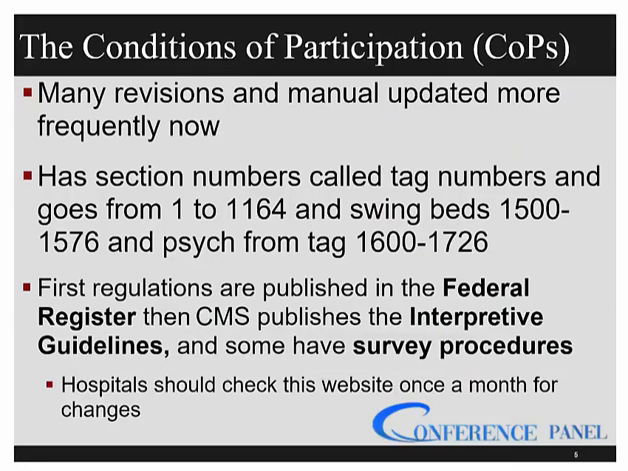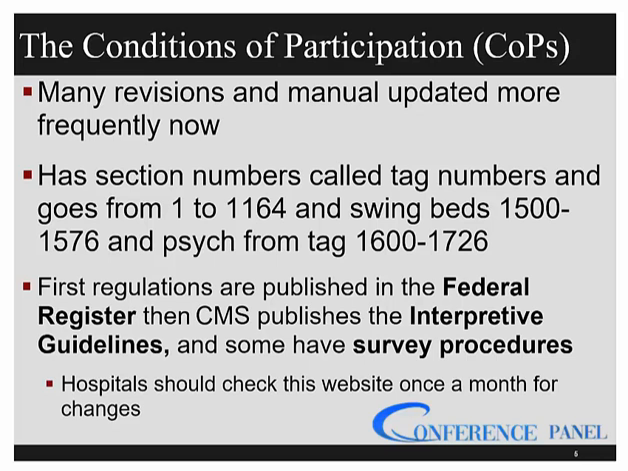Real quick, conditions of participation. That is the manual that CMS works off and what the surveyors work off when they're coming out to do a survey for you. There have been, of course, many updates since it first came out in 1986. There are section numbers, and they are identified by tag numbers.